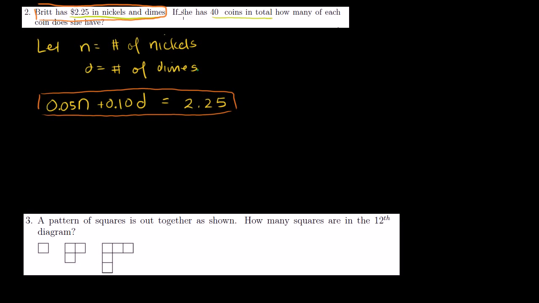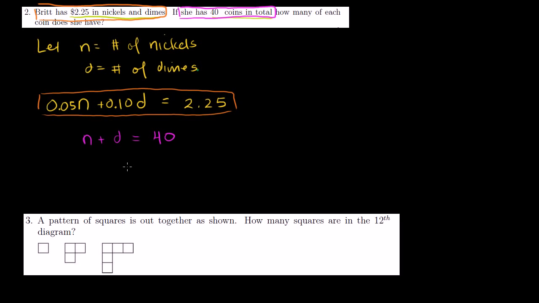Now, this second statement: she has 40 coins in total. I'm assuming that she only has nickels and dimes, that there aren't any other coins. So if 40 coins in total, that means that the number of nickels plus the number of dimes has got to be equal to 40. That's what that information tells us. Now we have two equations with two unknowns.